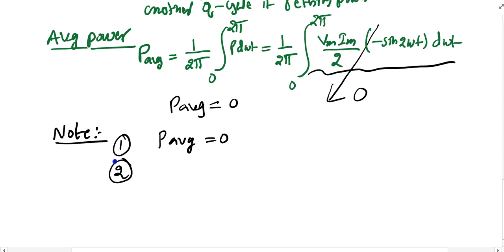The second point is, whenever this pure inductive circuit is connected to the AC system, then voltage and current, your current always lags voltage by 90 degrees. So this is also another point we have to understand and remember here.